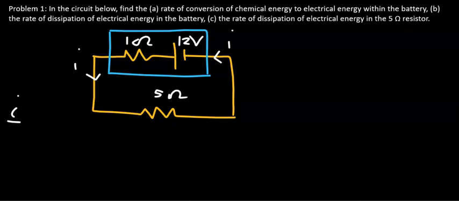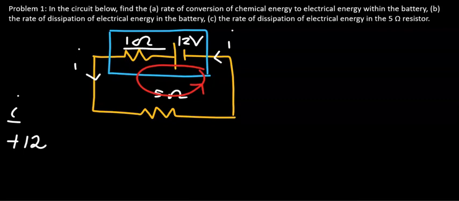We can do that by using the loop rule. Now remember, this 1 ohm resistance is the internal resistance of this battery with EMF 12 volts. So let's write down the loop rule. As you go through the battery from the negative terminal to the positive terminal, it will pick up a positive term for the potential difference, so it's positive 12.